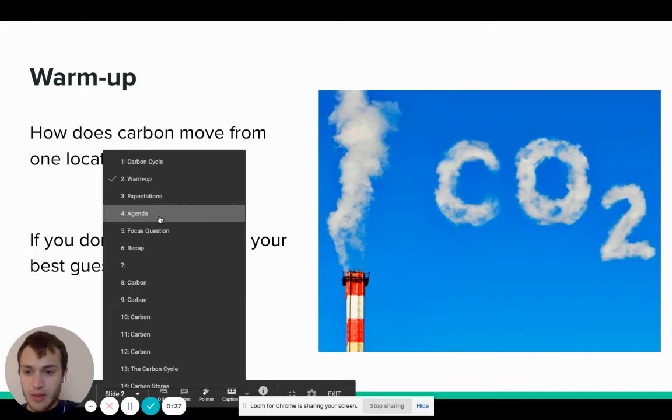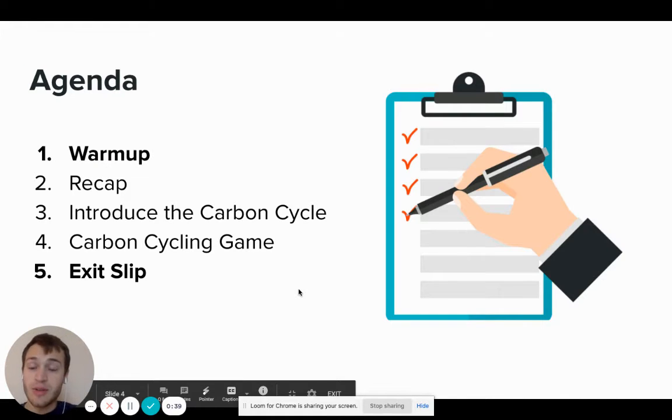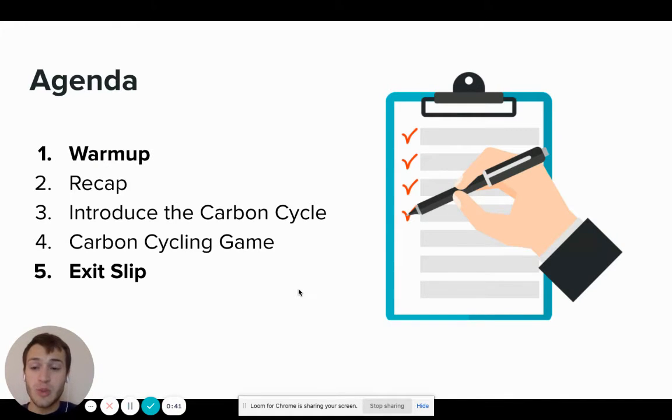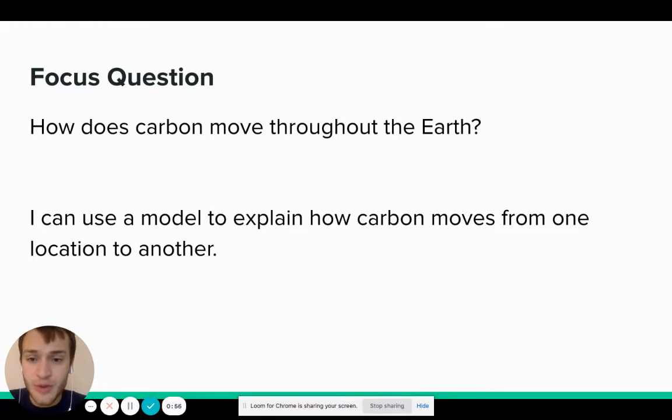Awesome. So today's agenda: today we did the warm-up, and then we did a quick recap of the last lesson. Then we introduced the carbon cycle, and then we did a carbon cycling game, and lastly we did the exit slip. The focus question for today and for next class is, how does carbon move throughout the Earth?